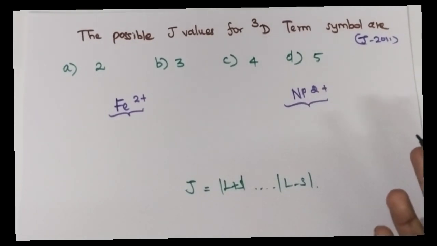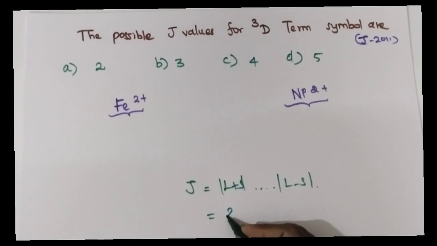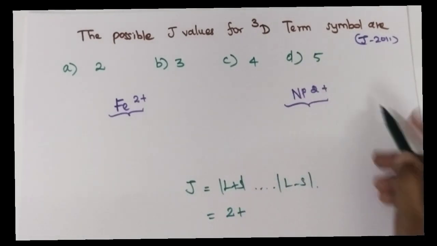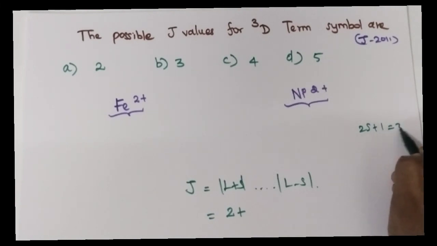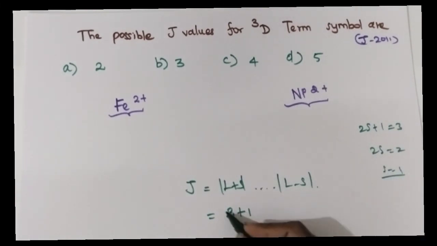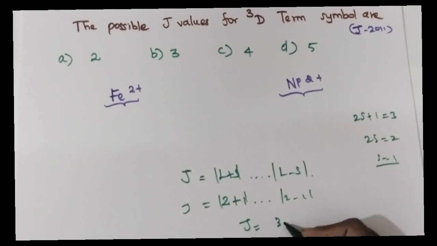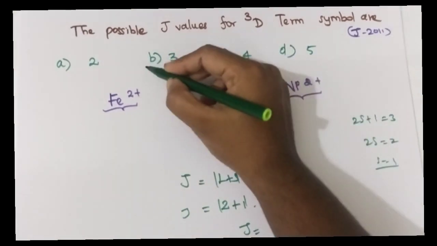What's the L value for D? It is 2, right? 2S plus 1 value is 3, so 2S is equal to 2, then S is equal to 1, right? So 2 plus 1 to 2 minus 1. So the possible J values will be 3, 2, 1. These are all the possible J values. So how many possible J values? It is 3, right? Hence the option is B.